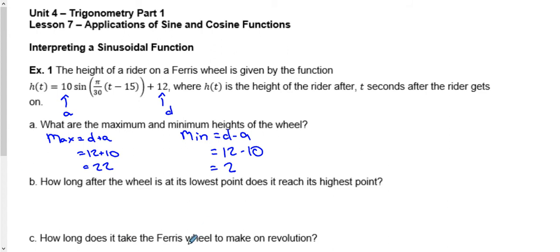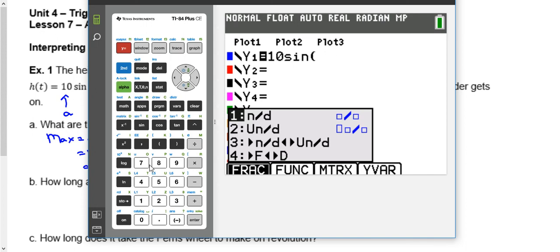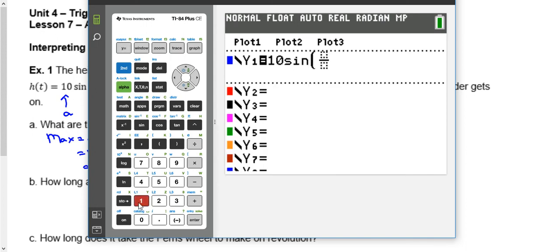I'm just going to quickly show you what it would look like on a graphing calculator. So here's my calculator. I have an equation of 10 sine, and to type in this pi over 30, you can either use your fraction function, which I do, or you can use just pi divided by 30. Don't forget you should throw brackets around it because it is a fraction, with 30 in our denominator. Instead of t, we're going to use the variable x, so x minus 15, then close the bracket, plus 12.